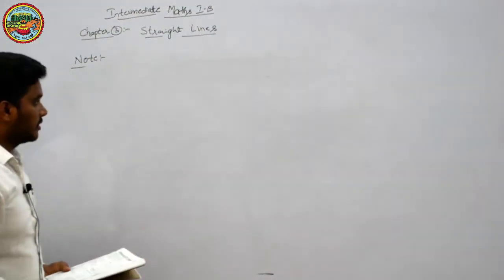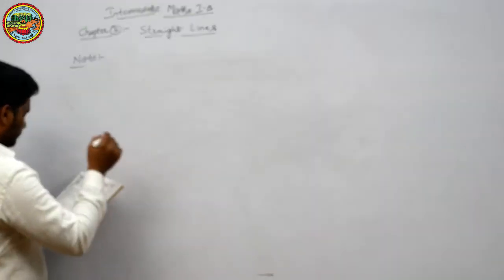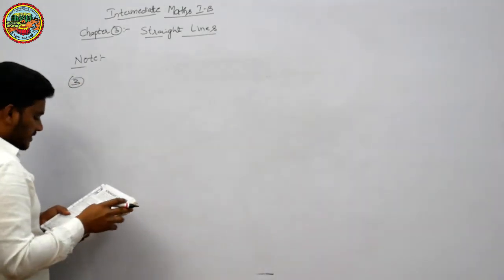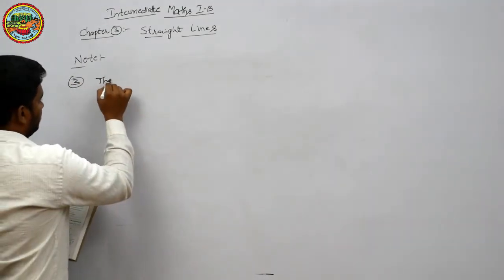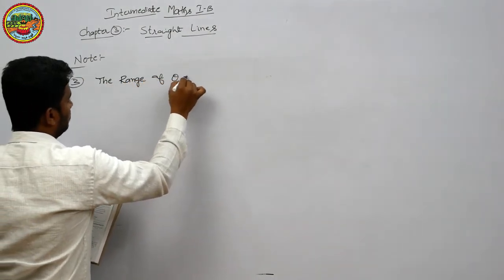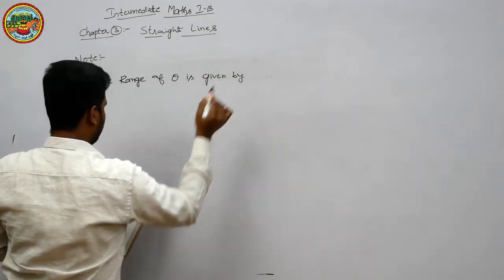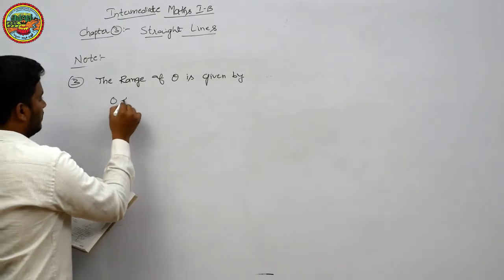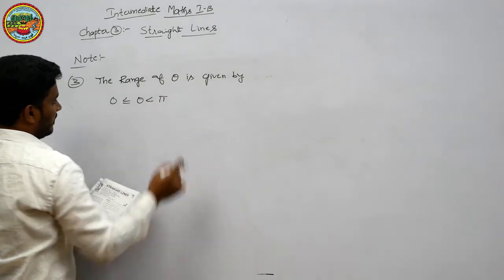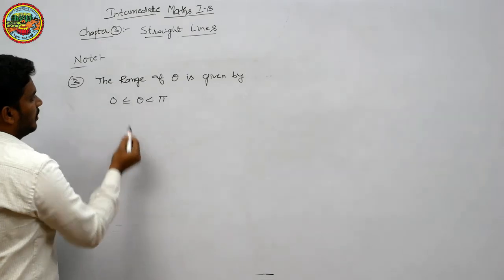Note number 3, the range of theta is given by 0 less than or equal to theta less than pi. Which means theta lies between 0 and 180 degrees.